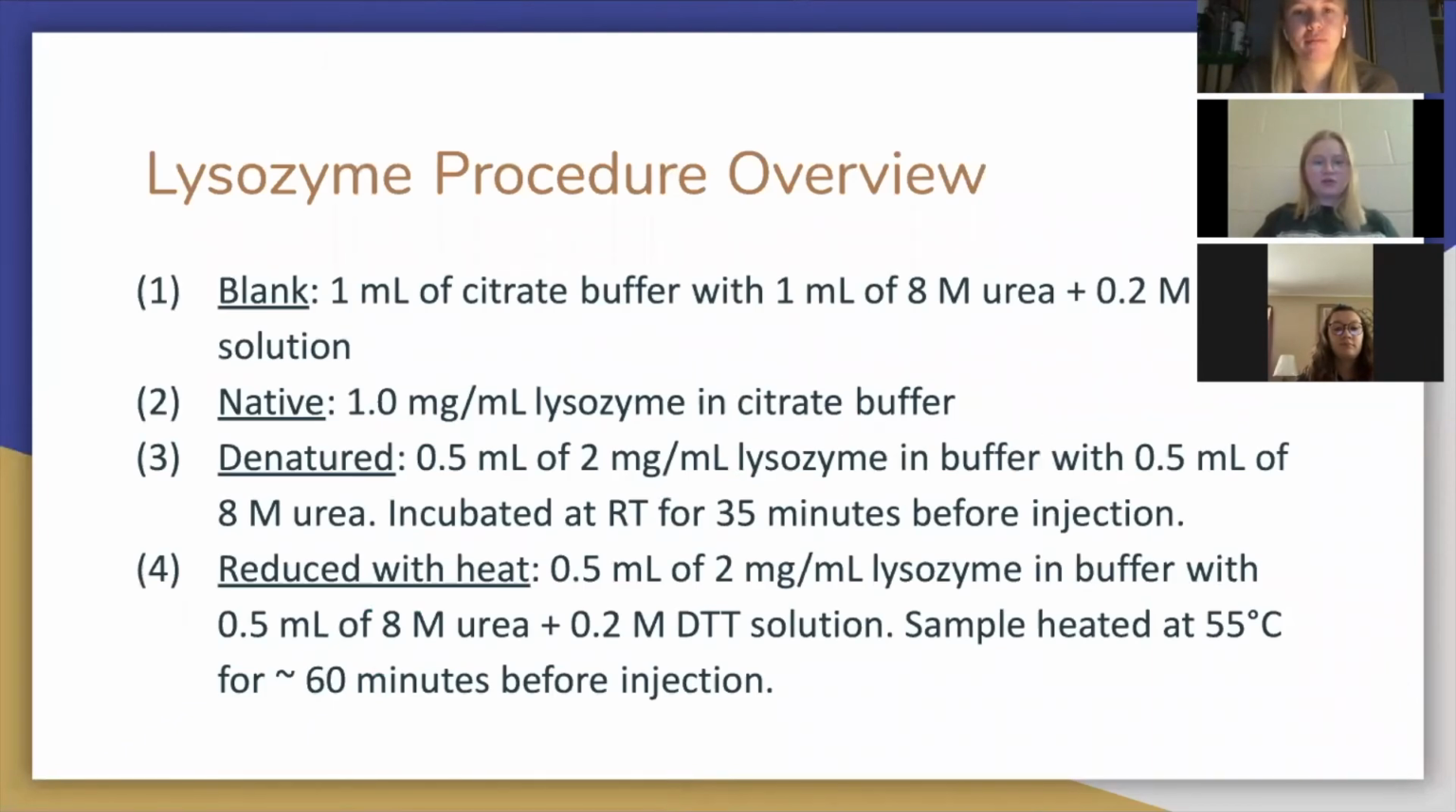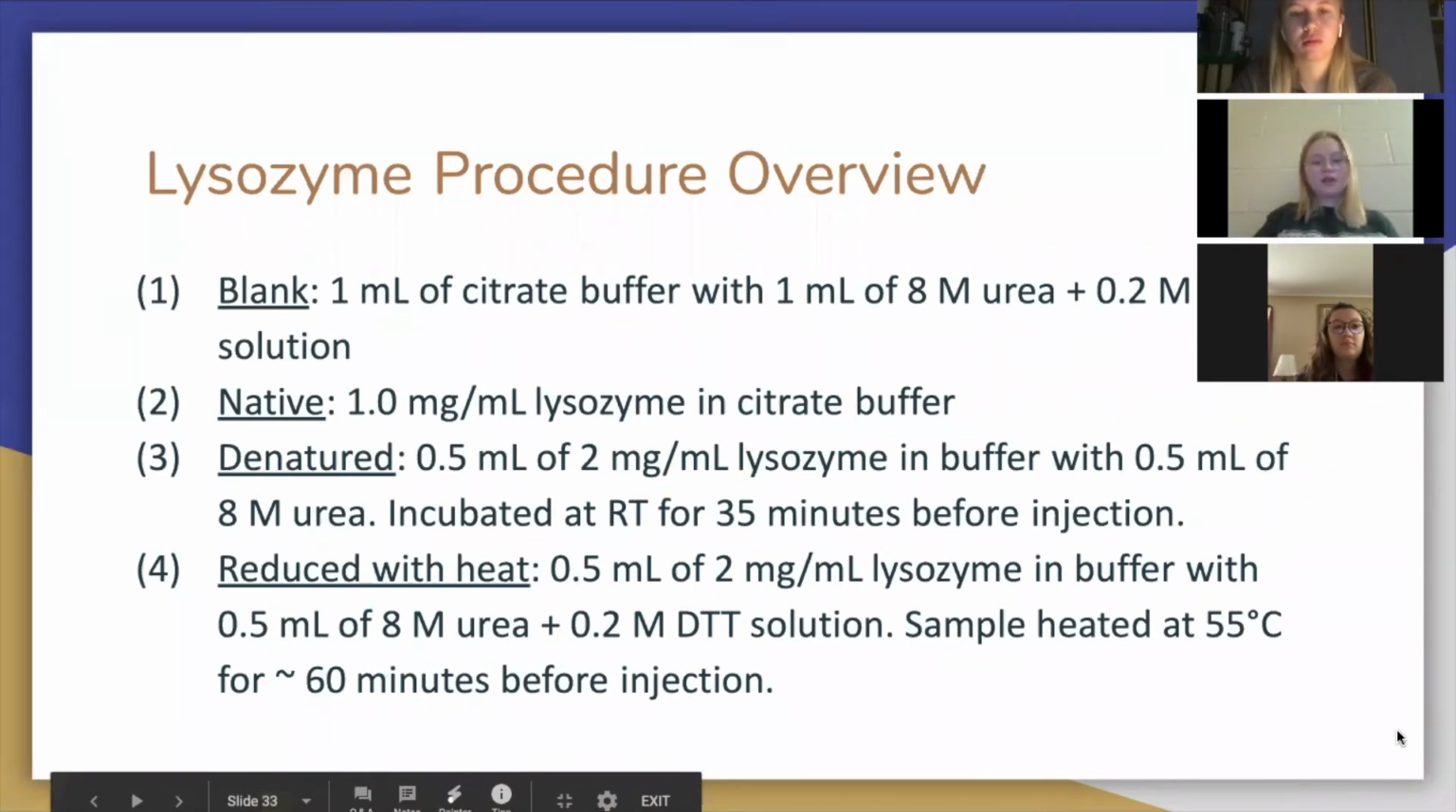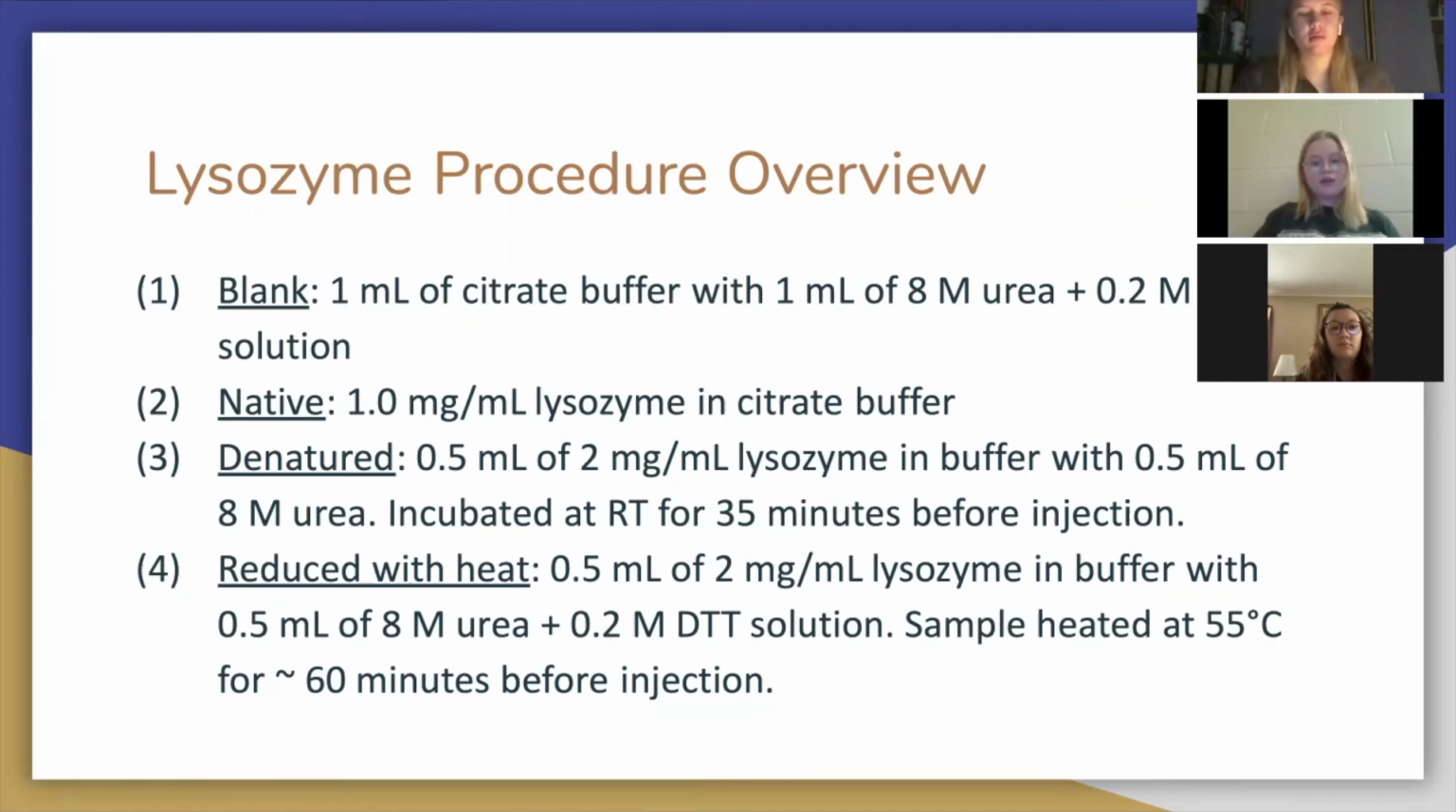Lysozyme procedure overview. The blank had 1 milliliter of citrate buffer with 1 milliliter of 8 molar urea and 0.2 molar DTT solution. The native had 1 milligram per milliliter lysozyme in citrate buffer. The denatured had 0.5 milliliters of 2 milligrams per milliliter lysozyme in buffer with 0.5 milliliters of 8 molar urea. It was incubated at room temperature for 35 minutes before injection.